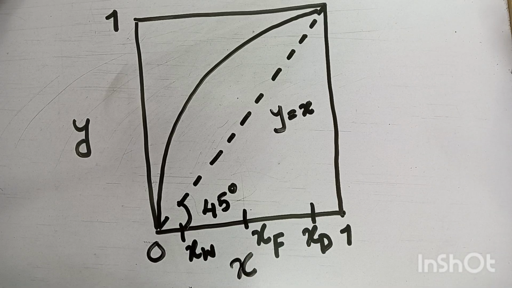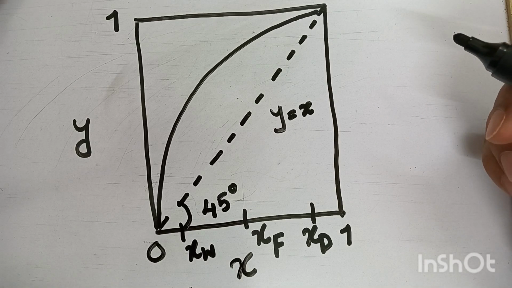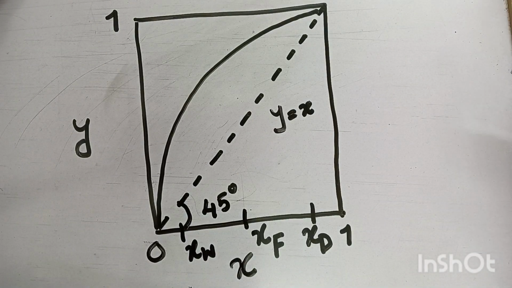Here I must mention that XD, XF and XW are all with respect to the lighter component, or more volatile component, okay? Because it is a binary solution, once the mole fraction for the lighter component is given, you just subtract it from 1 and you will get it for the heavier component, okay?